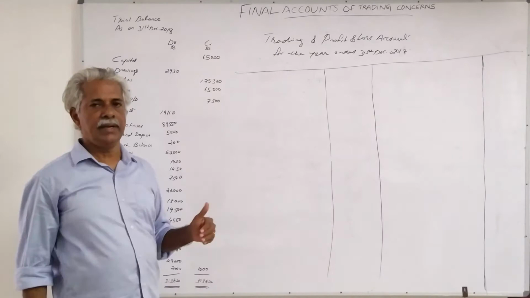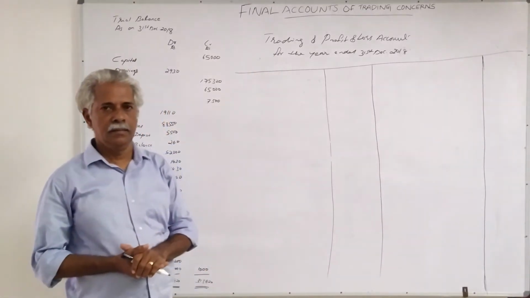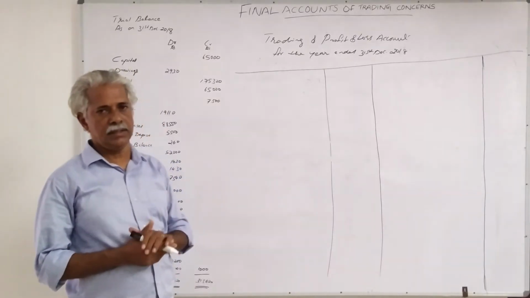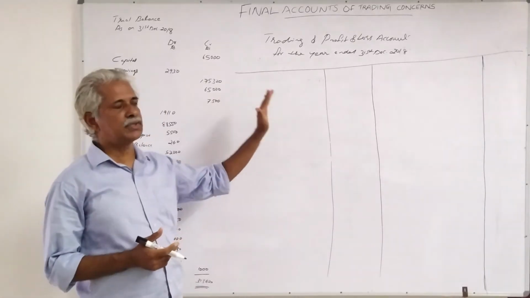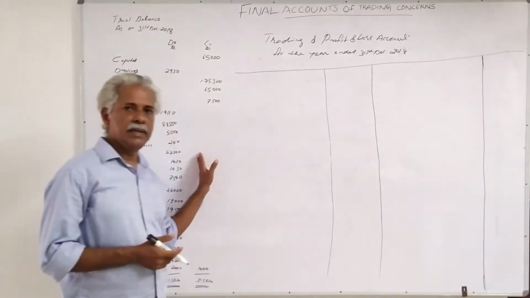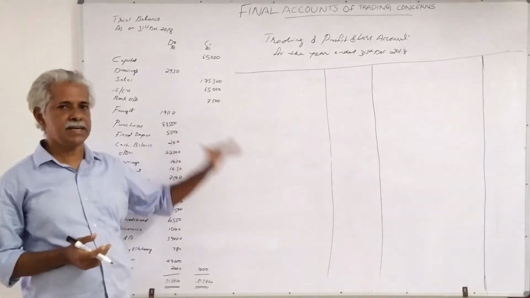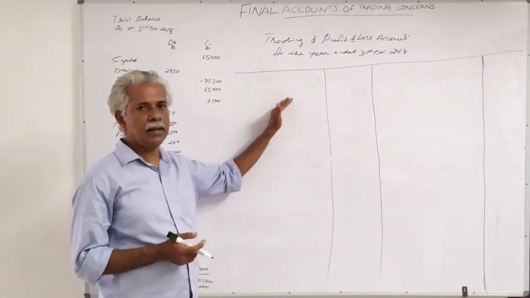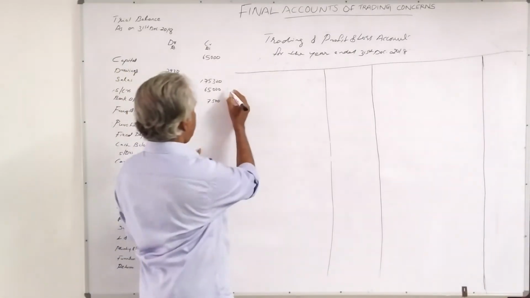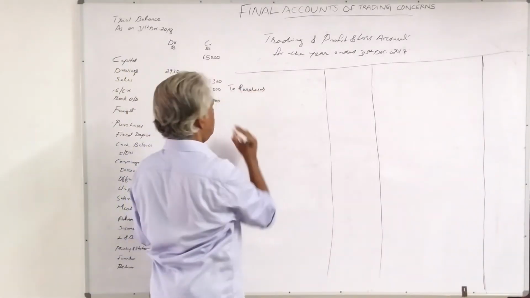We have already studied that the trading account will be started with the opening stock. But here in this question, there is no opening stock. So, you need not write that item in the trading account. The next item is purchases.